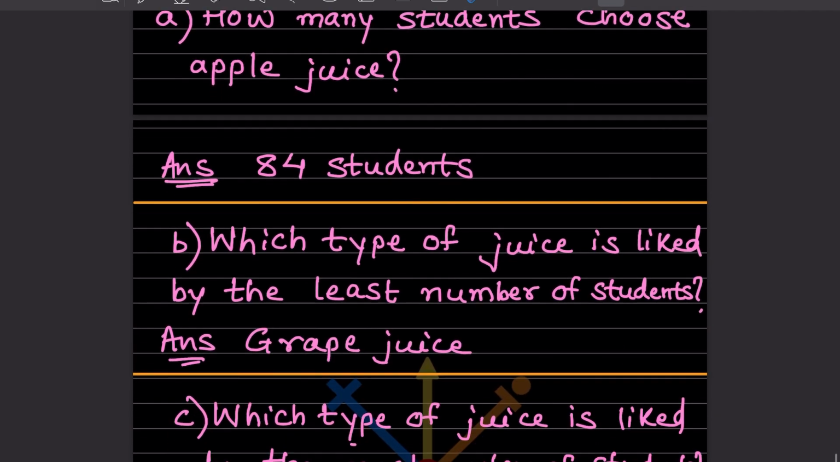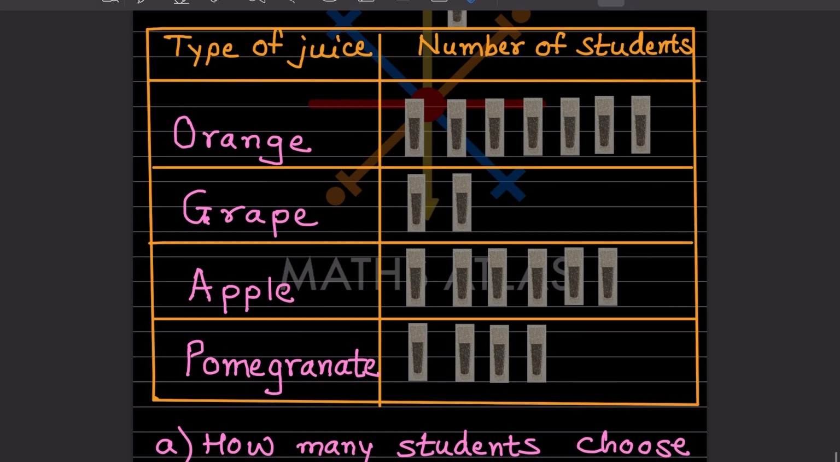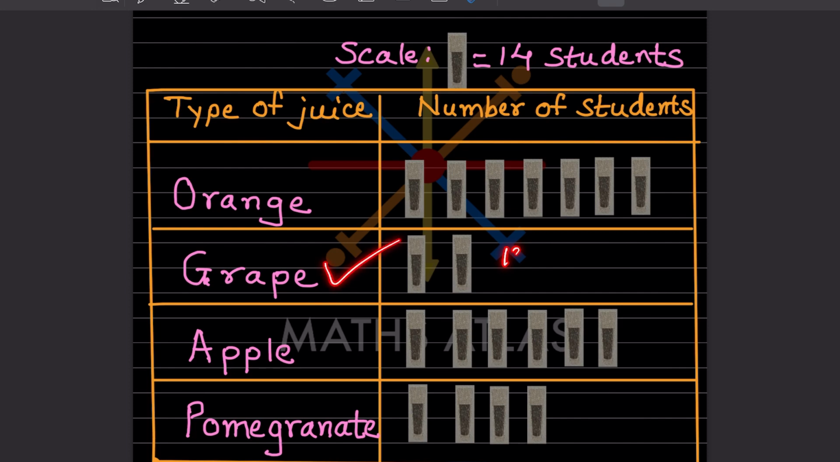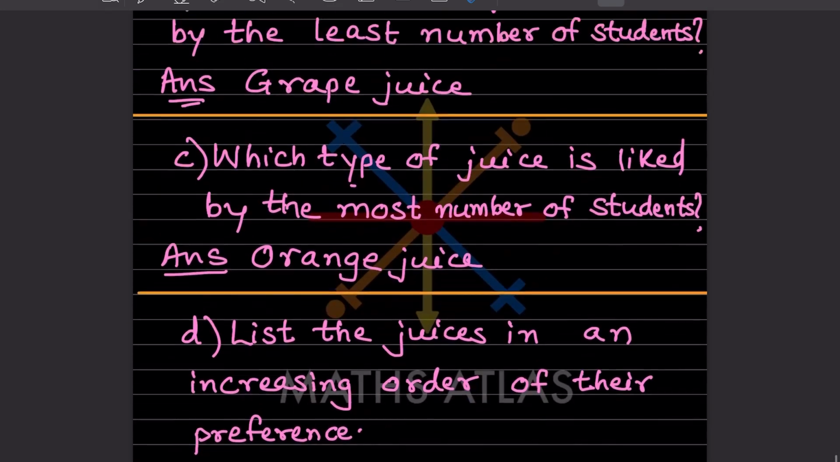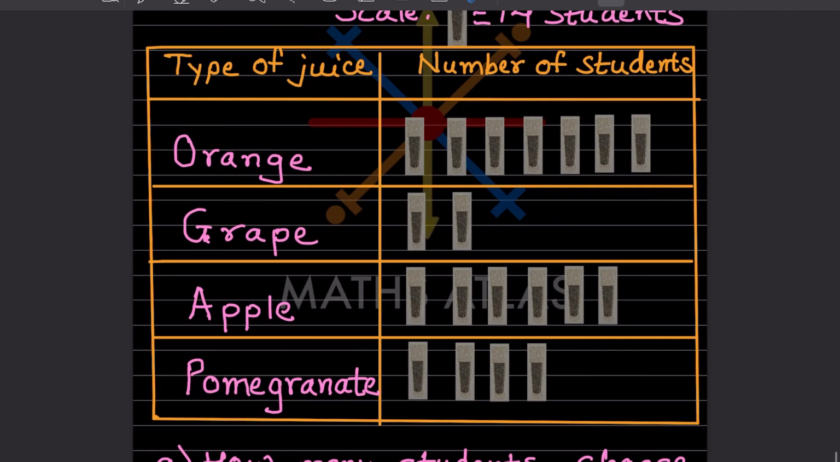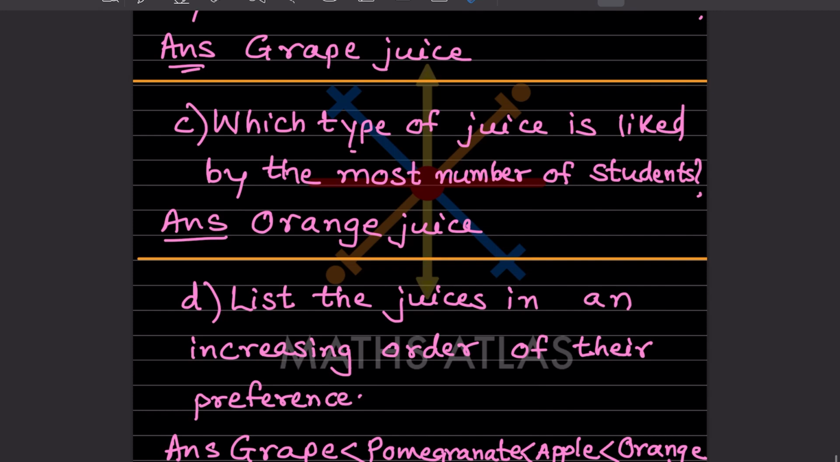choose apple juice. Now which type of juice is liked by the least number of students? So can you see the least number means this is 2. This will be 14 into 2. That will be 28. So which type of juice? We just have to mention the juice. That is the grape juice. So which type of juice is liked by the most number of students? So most means we have to see the maximum here. That is orange juice.